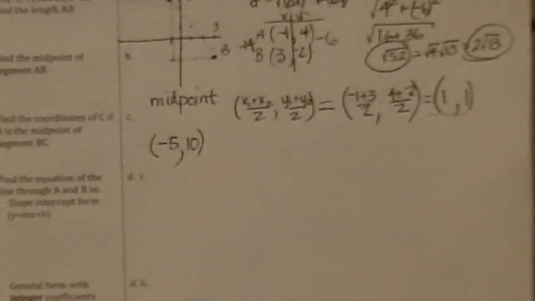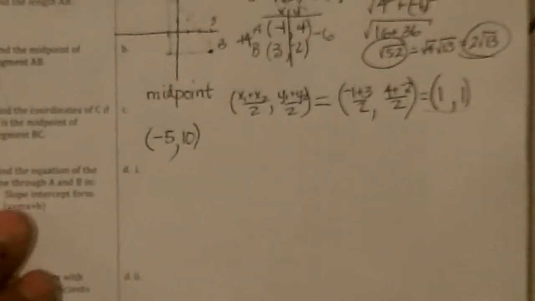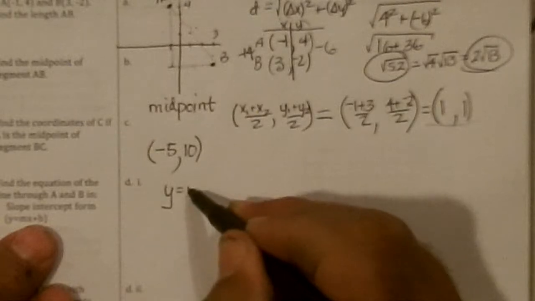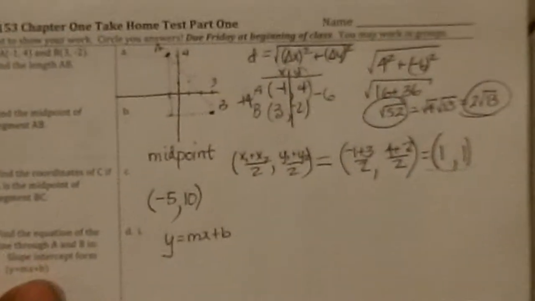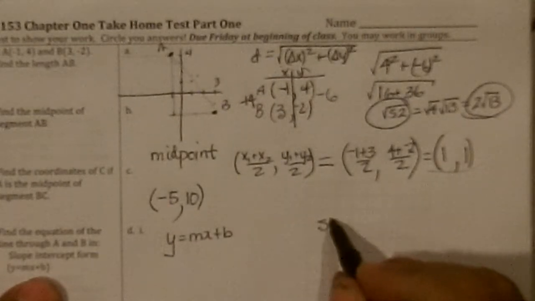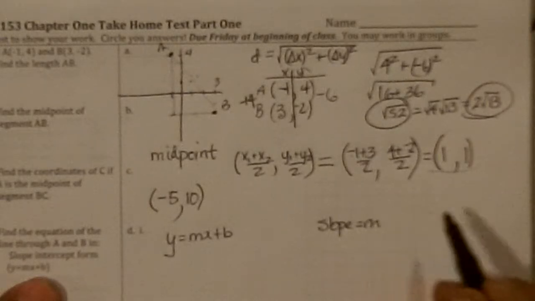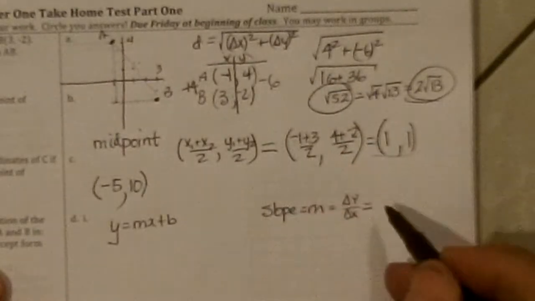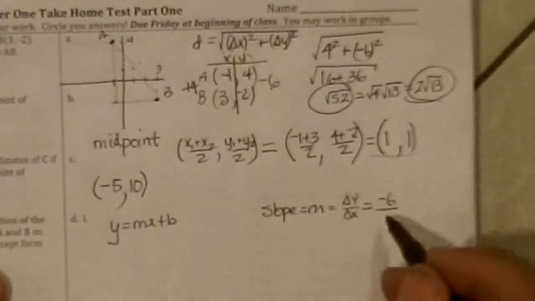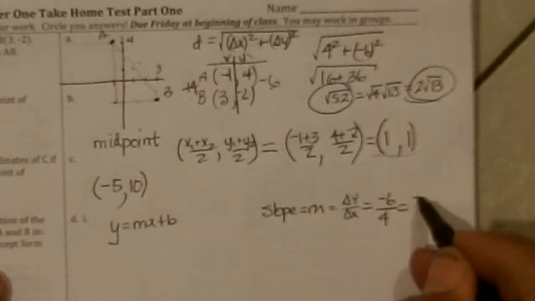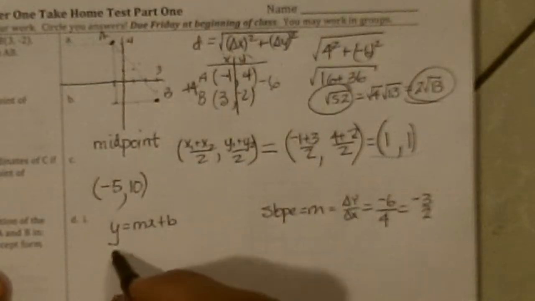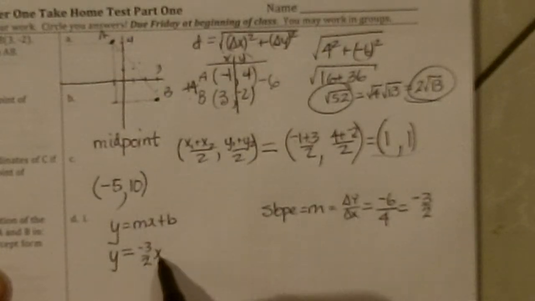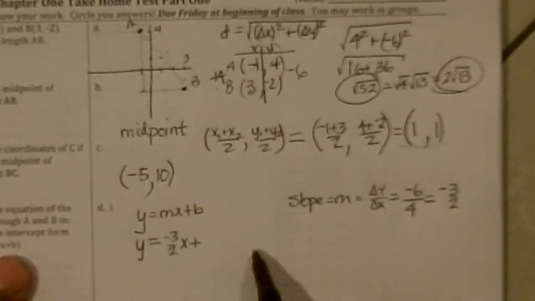Now, let's go to D. We're trying to find the equation in slope-intercept form. That's y equals mx plus b, so we need the slope. Slope is the m, and it's change in y over change in x. We found the change in y was negative 6, and the change in x is plus 4, and that reduces to negative 3 over 2. So the equation is going to be y equals negative 3 over 2 times x plus the y-intercept.